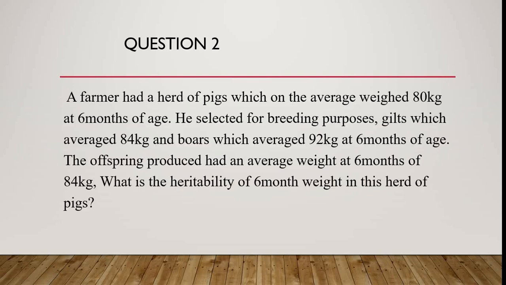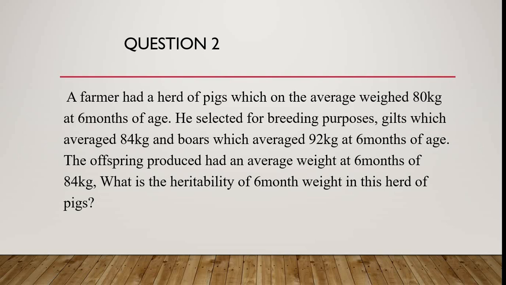Now let's look at this case as well. A farmer had a herd of pigs, which on average weighed 80 kilograms. So that is the total population. P weighed 80 kilograms. So P was 80 kilograms at 6 months of age. Now he selected for breeding purposes gilts, which average 84 kilograms.